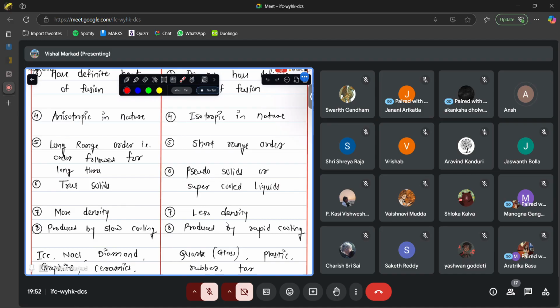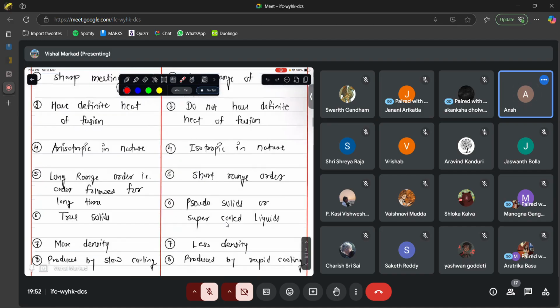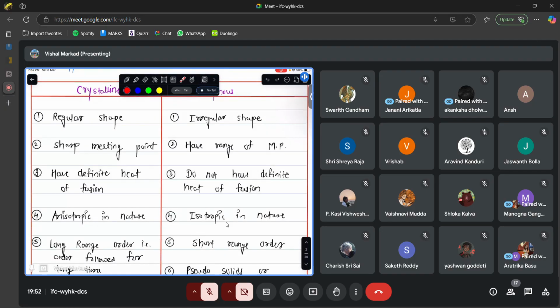Clear? Sir, what do you mean by sharp melting? Sharp melting point means, if NaCl or water is there, the boiling point is sharp, 100, and the melting point is 0, sharp, fixed values. If you try to melt plastic, do you know at which temperature it will start melting? Do you have any fixed temperature for plastic? No, right? That's why they have a range of melting point.